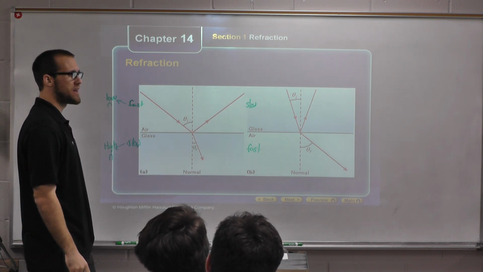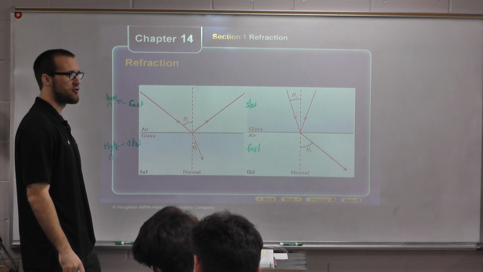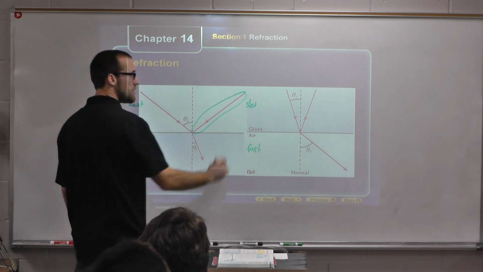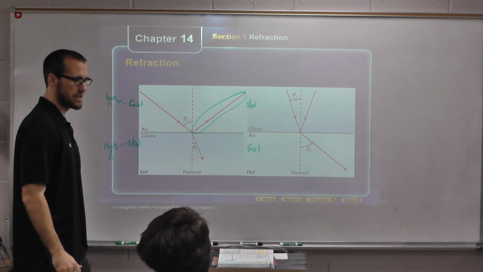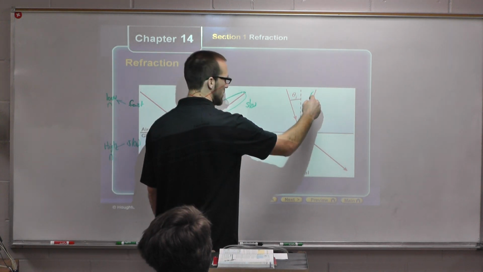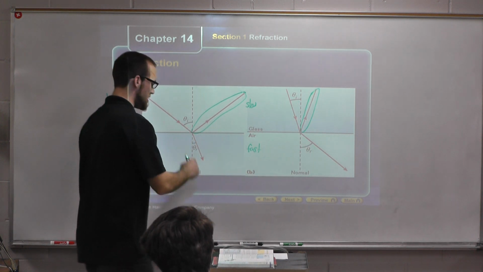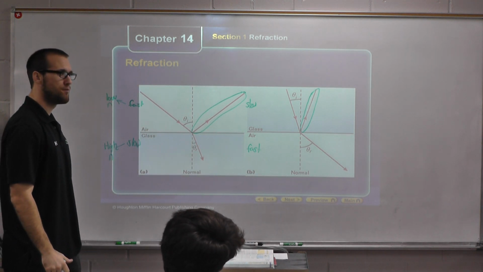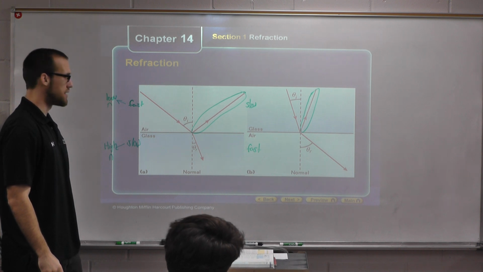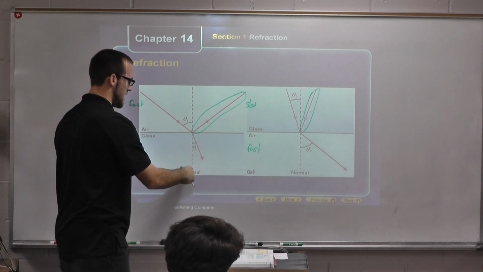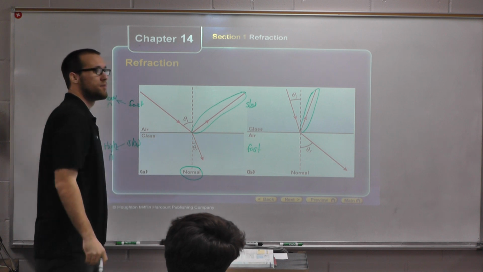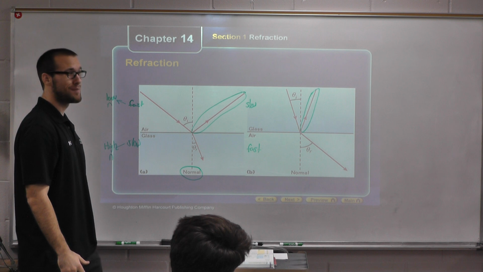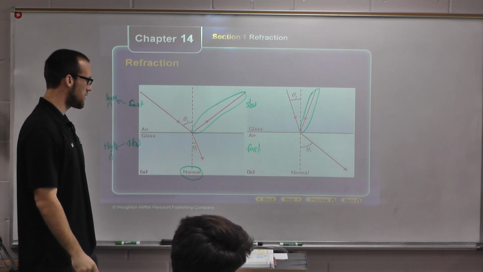So here's where bending toward normal and bending away from normal comes into play. First off, this ray is showing what? Reflection. Same with this, this would be the reflected light. This would be the refracted light, because you're going through a medium and you're seeing it changed or bent. Then this little dotted line is called the normal, because normal means perpendicular to the surface.